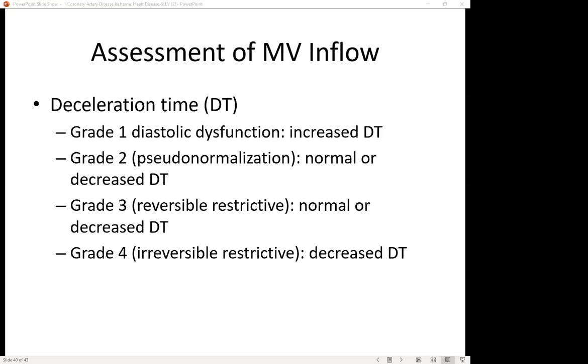They do use the E and A wave for mitral regurg too for the mitral valve.